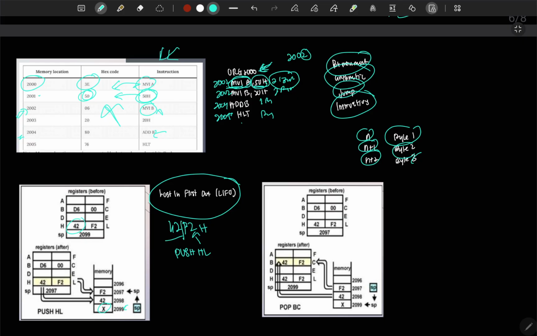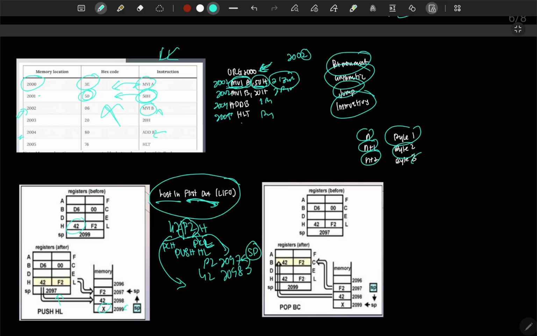So this is divided into two. We have PC high here and PC low here. So we will load our PC high first, then PC low, because what I said is last in first out. We need our PC low as first out. Okay, so we load 42 in 2098 and F2 in 2097. Now it will rise, so our stack pointer will show 2097 as said.